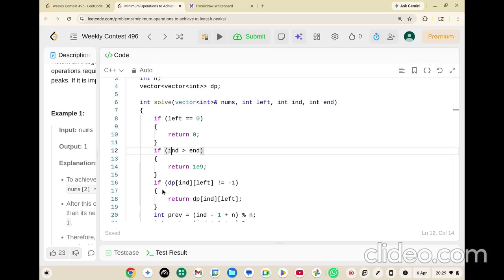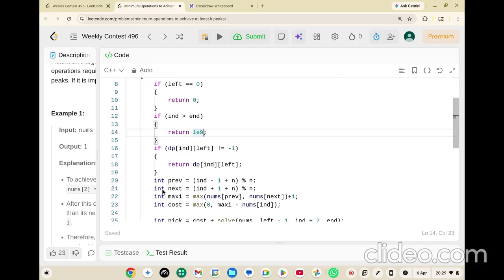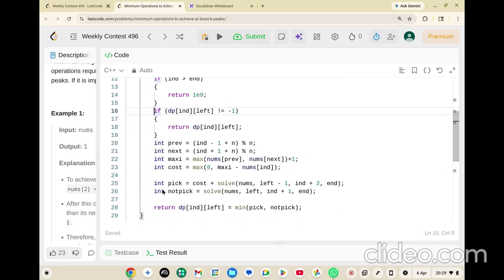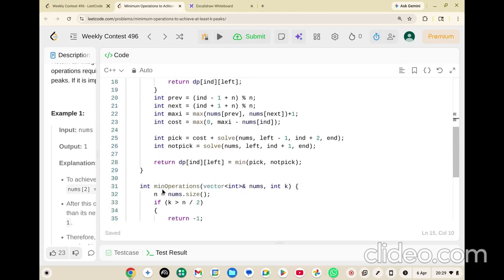If your index is already greater than end, then you need to return 1e9. That means this is not a possible path, so you need to break down right here, right? And I hope we know that this is the memoization part, so I will quickly jump into that as well. First look at the previous.